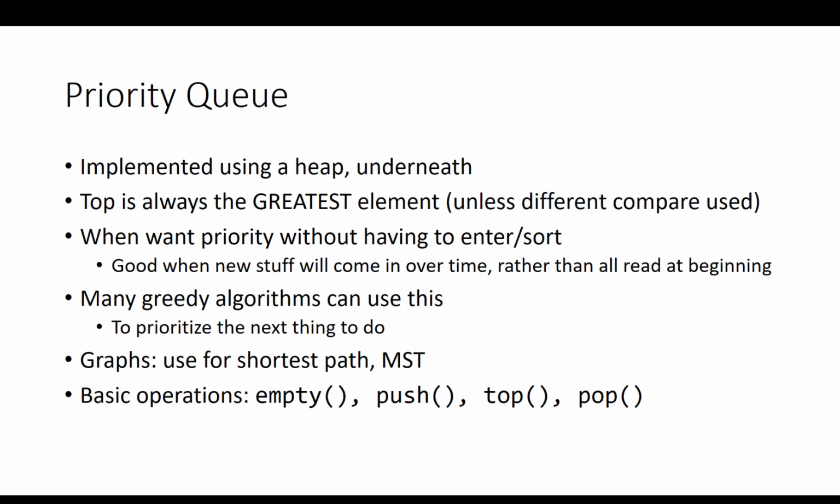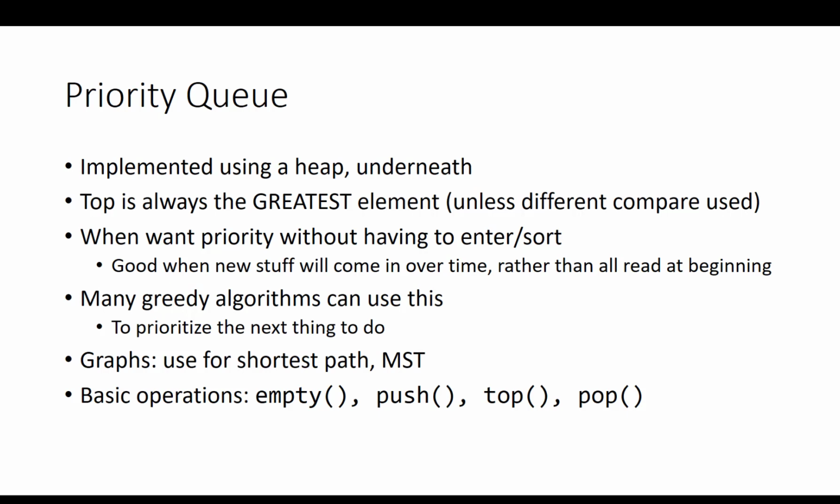And priority queues get used for things like shortest path algorithms and minimum spanning trees. So again, when we get to graphs later on, this is going to come up again. If you have greedy algorithms, when we get to greedy algorithms, we're going to use priority queues to prioritize the next thing to do. And so it's a way of getting this information without actually having to enter everything and doing a sort or repeatedly sorting. If you keep calling sorts over and over, that can often be too slow. This is a much simpler way to do it.